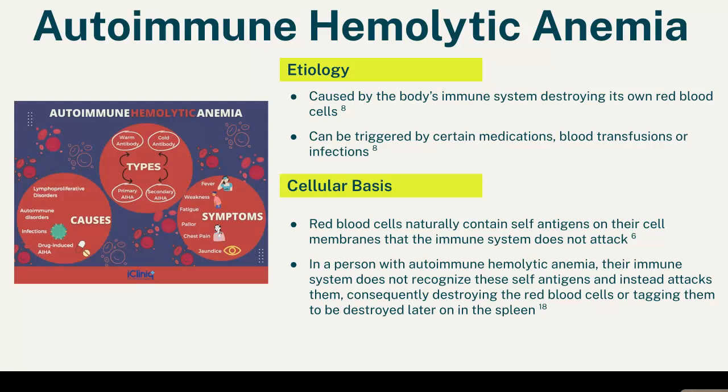Red blood cells naturally contain antigens on the cell surface. In normal, healthy persons, the immune system recognizes these antigens as self-antigens and does not attack the cells containing them. However, in a person with autoimmune hemolytic anemia, their immune system does not recognize these self-antigens and instead attacks them as if they were outside invaders, leading to red blood cell destruction by phagocytosis.